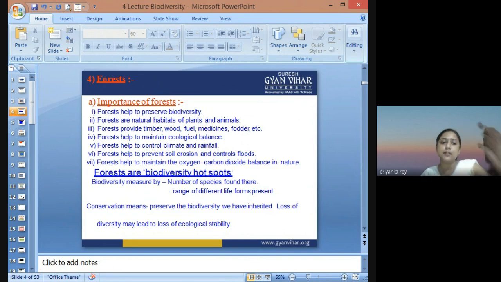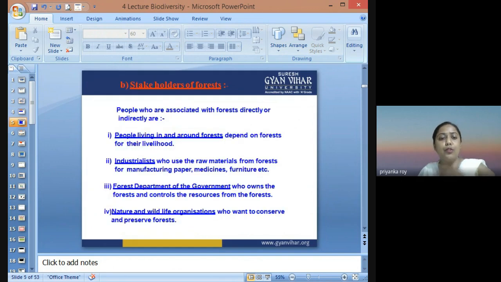So you have to conserve the entire biome to protect the ecosystem there. Now, who are the stakeholders of forest? People who are associated with forest, directly or indirectly, are the stakeholders. Like people living in and around the forest depend on the forest, and their livelihoods are dependent on it. So they are the stakeholders of taking care of the forest in those areas.